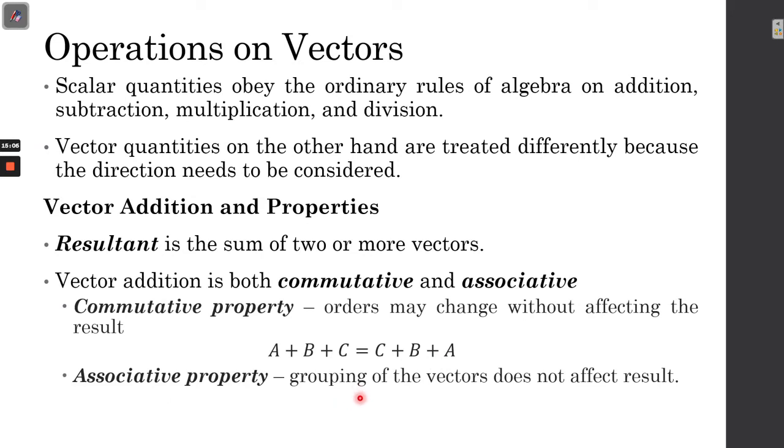Associative property just means the grouping of the vectors does not affect the result. So if we add a plus b vectors and then add the resultant to the c vector, it will still be the same as if we do a plus the resultant of b plus c. So we'll always arrive at the same answer. So those are some properties of vector addition. It is both commutative and associative.